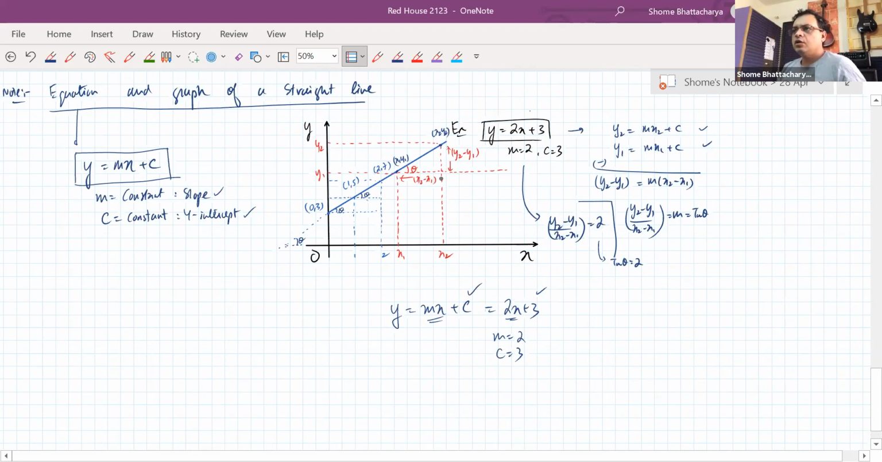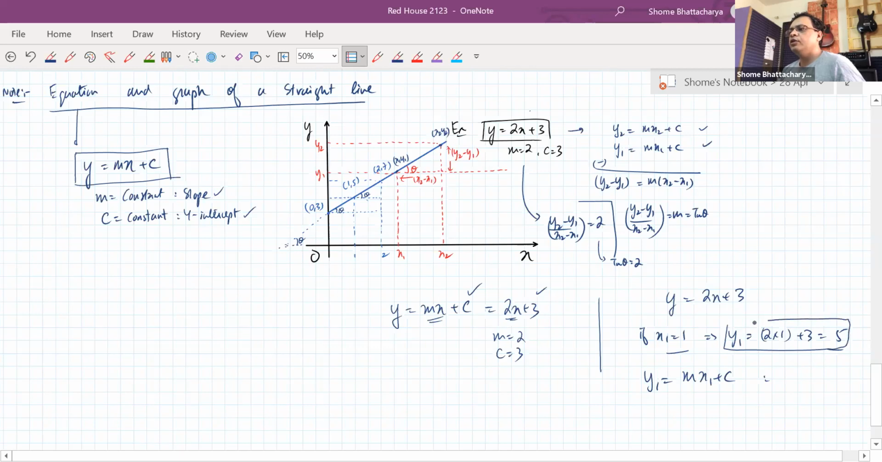Yes, sir. Okay. Now any particular point which lies on this straight line will satisfy the equation of the straight line. So if we have the equation y is equal to 2x plus 3, for example, if we take x1 as 1, how will we calculate the value of y1? It will be 2 into 1 plus 3, no? So it will be 5. Okay. So how is x1 related to y1? y1 is equal to m times x1 plus c. That is why this point had a y coordinate of 5 when it had an x coordinate of 1. Is this clear now?